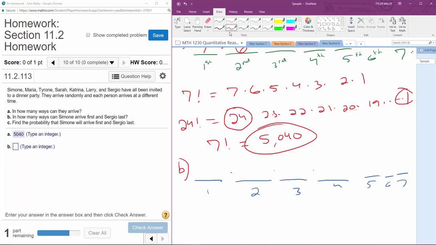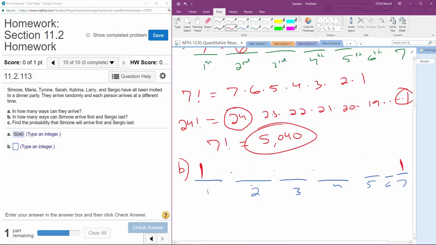Right? So if we know that Simon is first, there's only one option for first place, right? That is Simon. If Sergio is last, that leaves only one person left for 7th place, right? Last place, because those are fixed, right? So there's one option here, one option here.